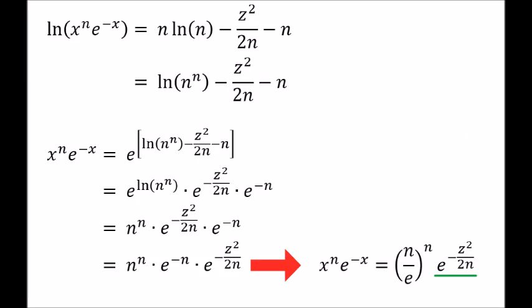Our next step is to exponentiate both sides. Some more algebra gives us the final result. I've underlined in green e to the minus z squared over 2n. This is still the integrand, so to get it back to the original form, we must integrate it.